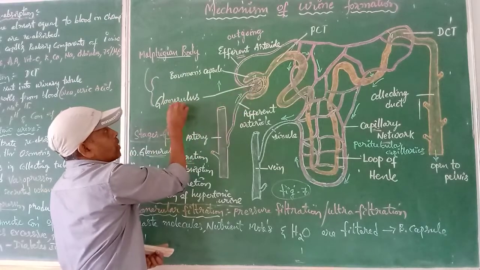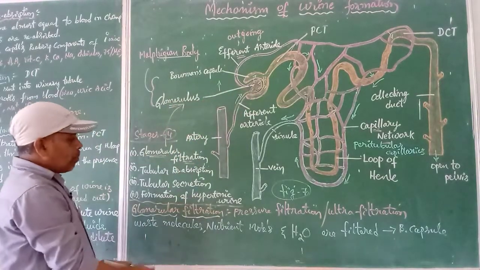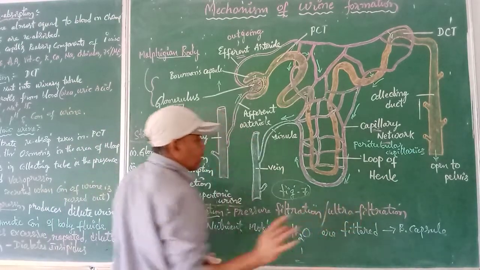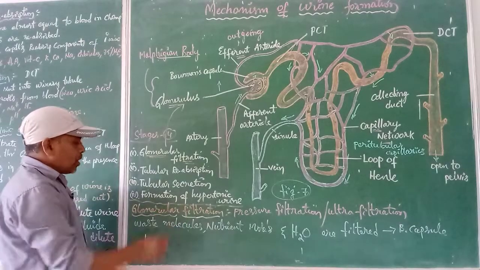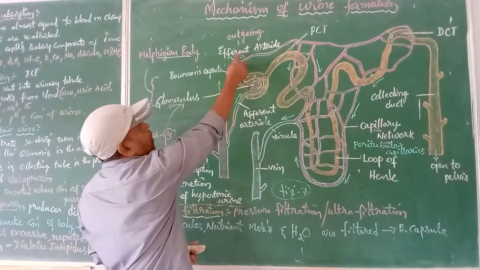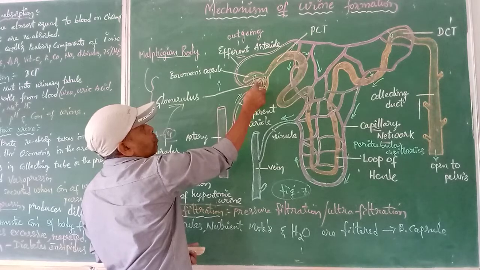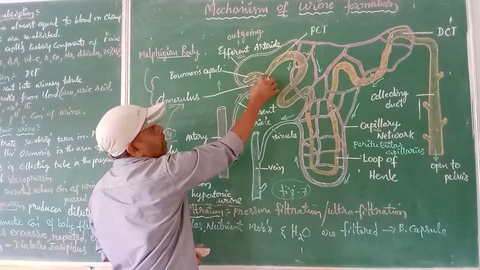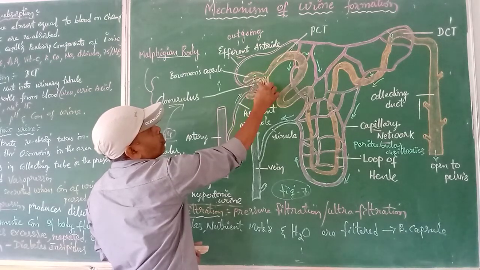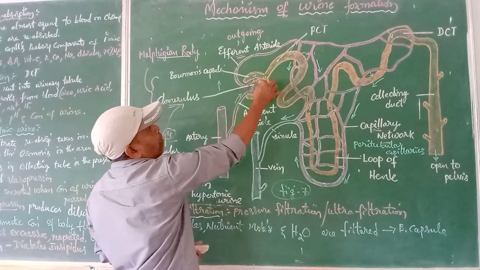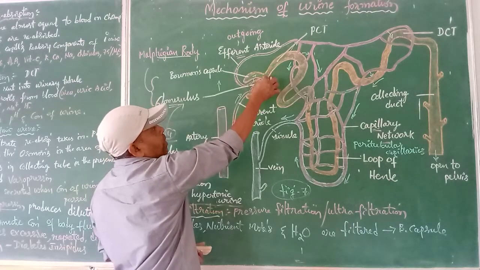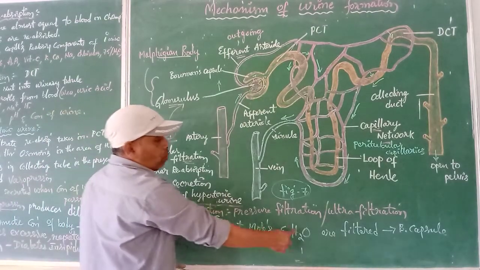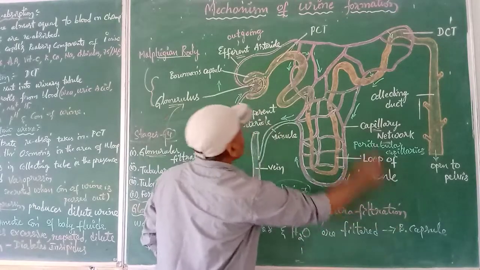The filtration which occurs in the glomerulus is called glomerular filtration, or pressure filtration, or ultrafiltration. So what happens during this? Because of the narrowness of the efferent arteriole, high pressure is developed at this point, and the waste materials are released into the Bowman's cup. The green arrow marks show them moving into the lower portion of the Bowman's cup. So what are entering? Waste molecules, nutrient molecules and water are filtered and sent into the Bowman's cup.